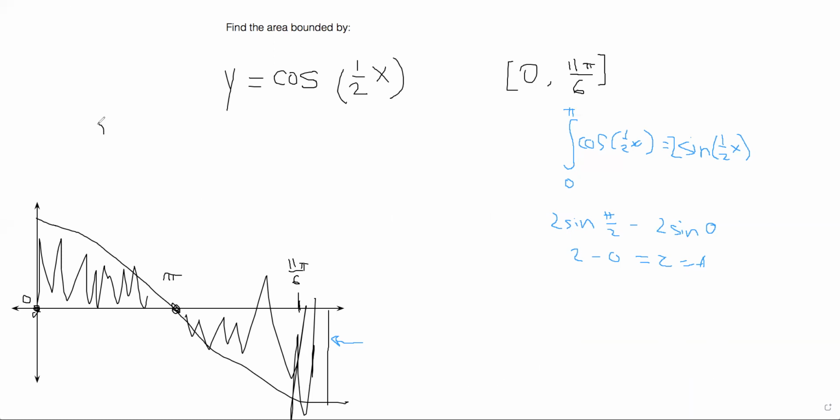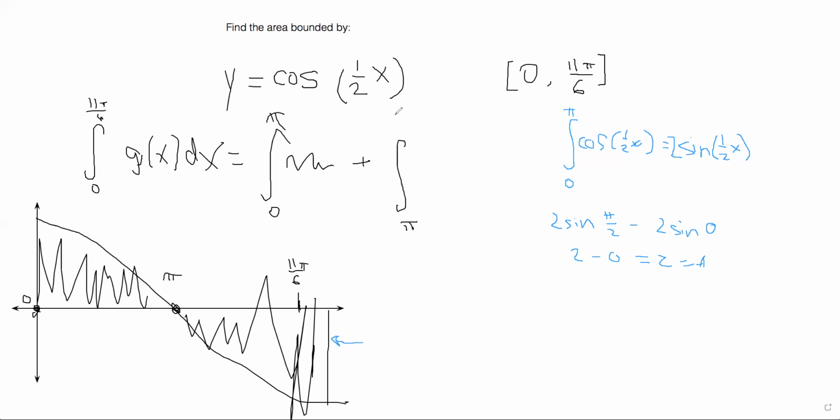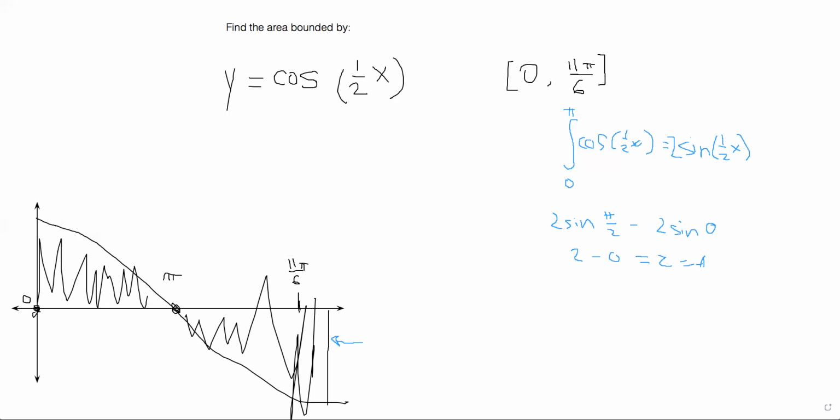Instead of going from 0 to 11 pi over 6 of any expression, let's generalize it, g of x. You can break it up into as many sub-integrals as you like. For example, you could do integral from 0 to pi, plus integral going from pi to 11 pi over 6. This is perfectly legal. Would you want to do it from pi to 11 pi over 6?